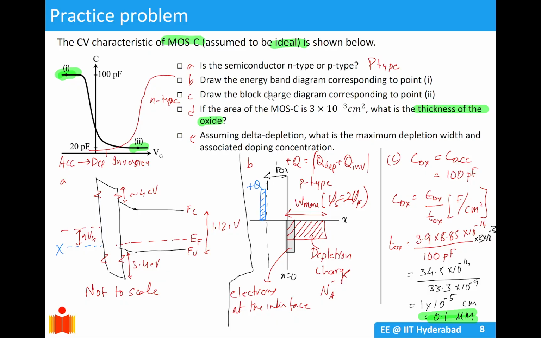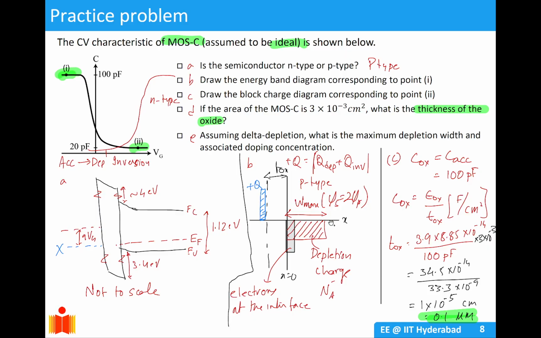Now you can draw the block charge diagram corresponding to point 2. So point 2 is your inversion region. So you can draw the block charge diagram, which will look like this. Your gate is at a positive voltage, hence it has positive charges accumulated here.